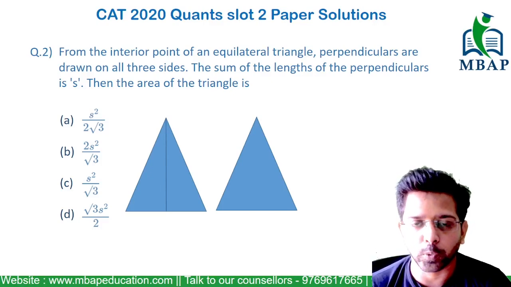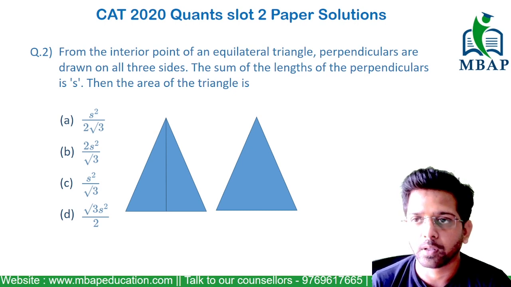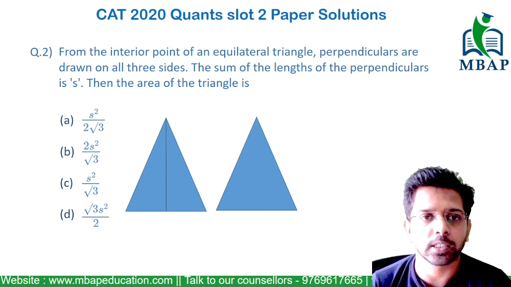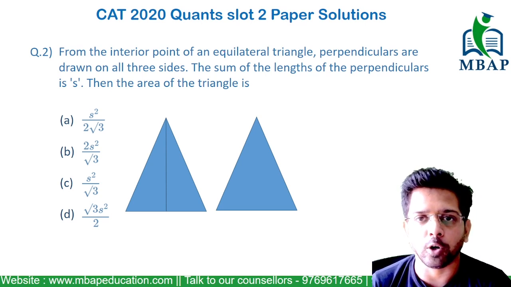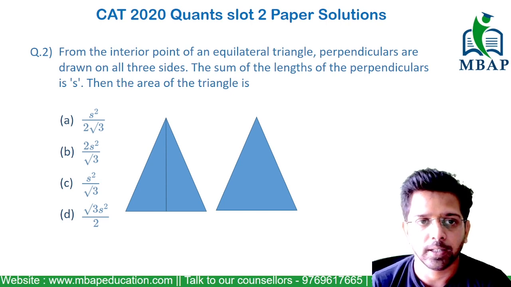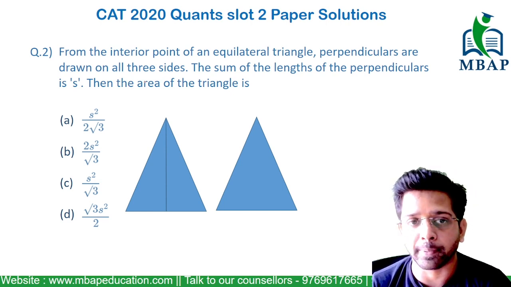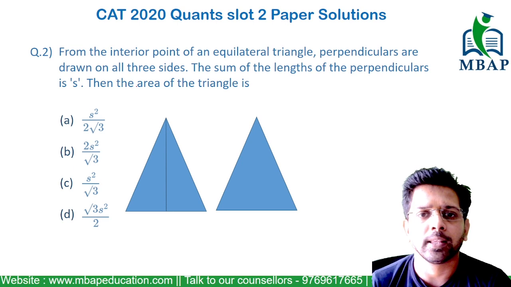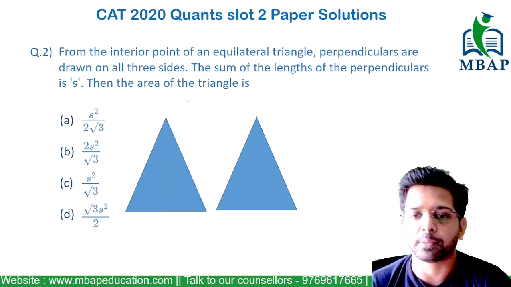Let's have a look at the next question. It's a very beautiful question. I'm sure all of you will love it while solving the question. Read the question well. The question says, from the interior point of an equilateral triangle, the perpendiculars are drawn on all the three sides. The sum of the length of all the perpendiculars is S. The area of the triangle in terms of S has been asked.